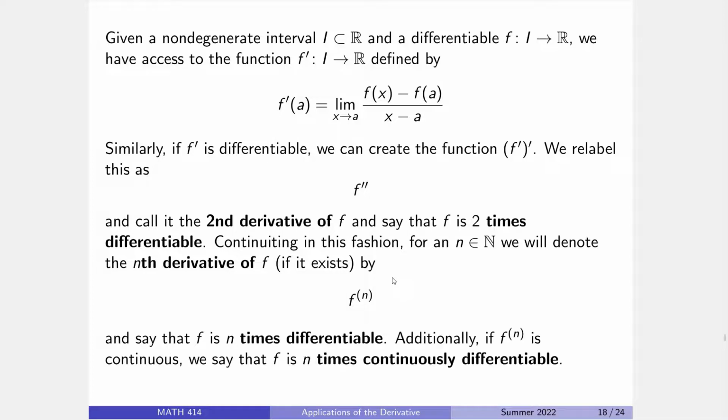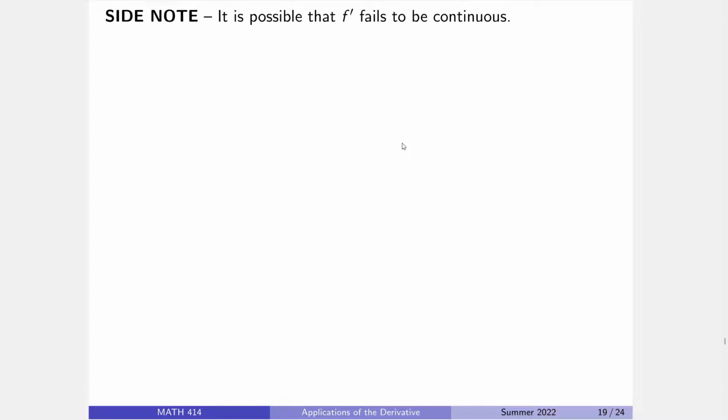Additionally, we will use the phrase continuously differentiable to mean that not only do the derivatives exist, but the derivative itself is a continuous function. Alright, well, if we have to give that a name, it's probably the case that you can be differentiable, but your derivative is not a continuous function. Side note, indeed, this is true.